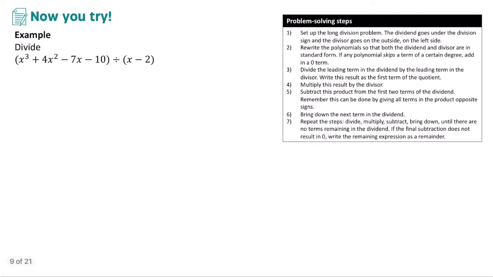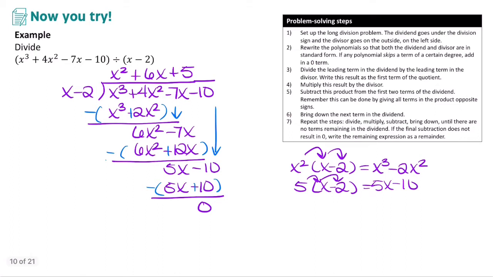So now you can go ahead and pause the video and try doing this example on your own. So in this problem, we do x cubed over x, which gives us x squared. And then we do x squared times x minus 2. So we get x cubed minus 2x squared. Then we subtract those, and so x cubed minus x cubed is 0. 4x squared plus 2x squared is 6x squared. Now we bring down the minus 7x.